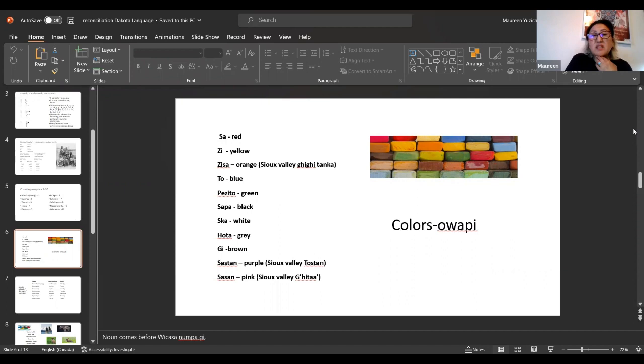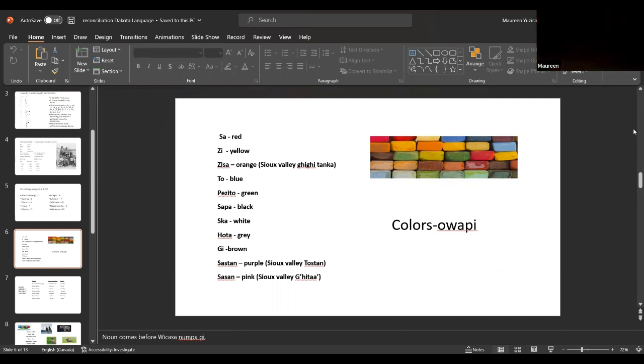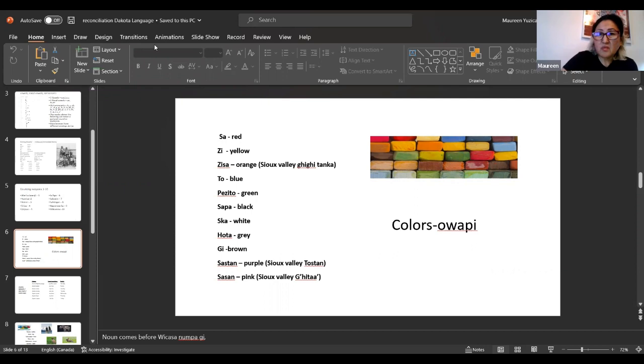So for us, we say red is sha. The S is SH. So if you want to write that down, you can write that down, and so you'll understand it. Yellow is Z. Orange is Zsha, and you can put the S as SH, Zsha.